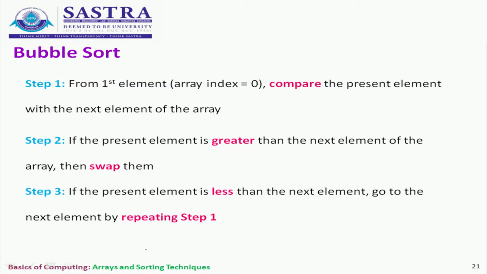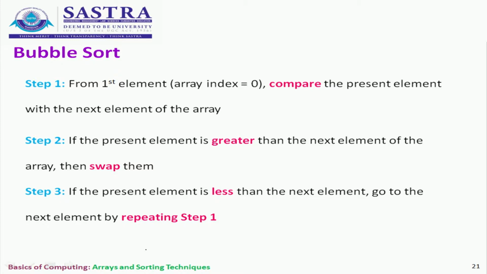We can call the sorting as sorting by exchange. Why is the name given like this? Because we take the first element and compare it with the second element. If the first element is greater than the second element, we go for swapping. And this goes on until we reach the last element. First I will tell you the algorithm, then we will move on to the sample execution.